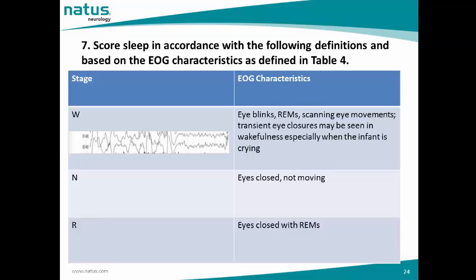scanning eye movements, which are defined as trains of conjugate eye movements with eyes open, consisting of a slow phase followed by a rapid phase in the opposite direction as the infant visually scans the environment or follows objects. Transient eye closures may be seen in wakefulness, especially when the infant is crying. In stage non-REM, the EEG should show closed eyes and no movement.